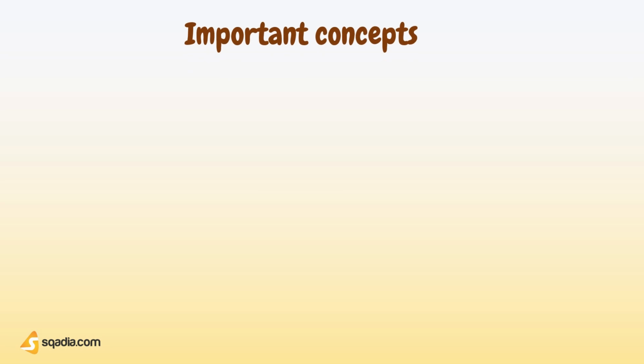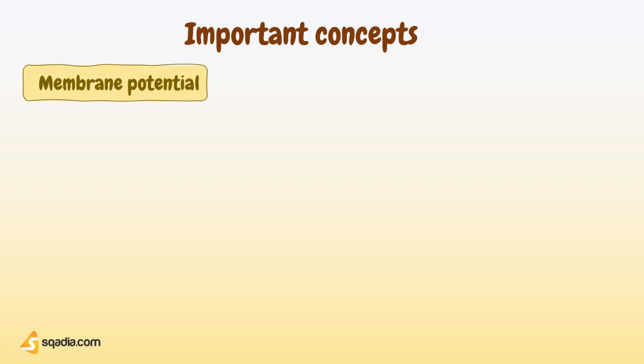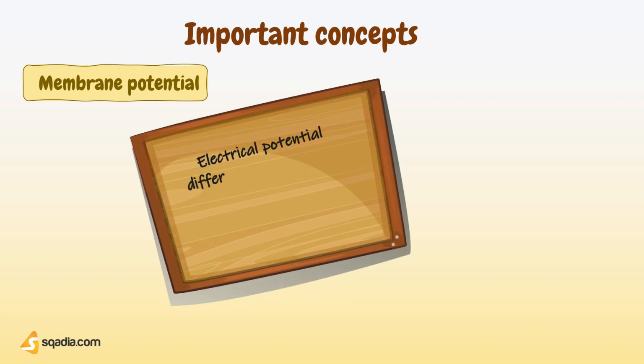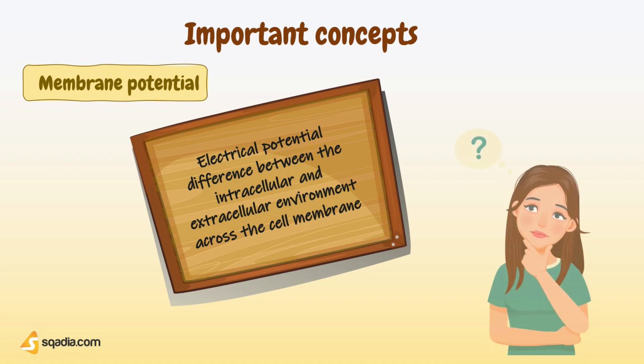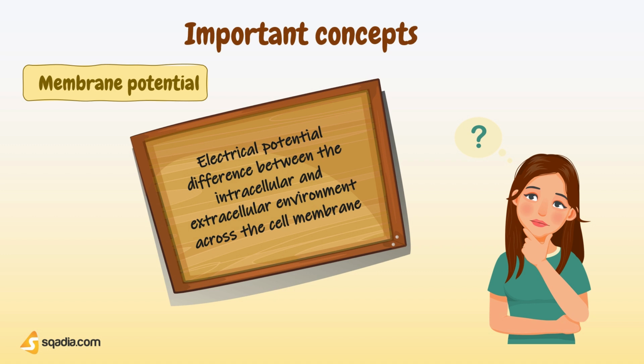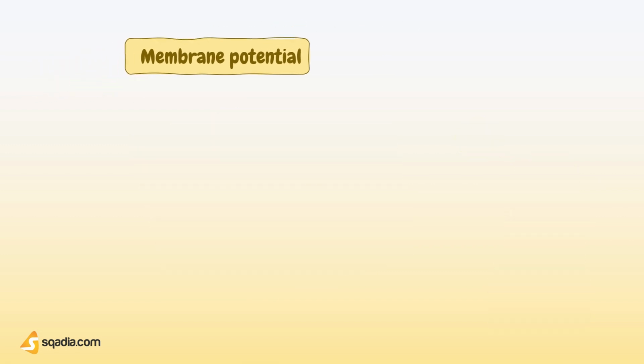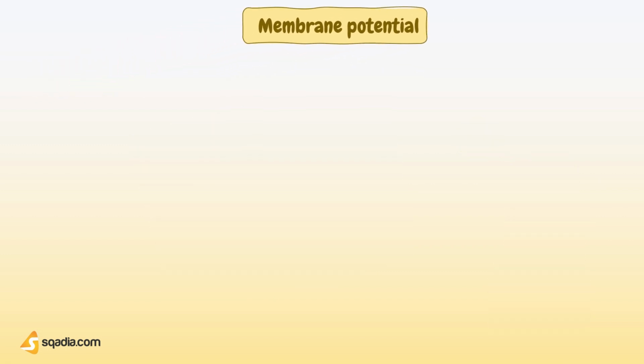To understand the complete details of the cardiac action potential, first, let's take an idea of some important concepts. The first one is membrane potential. It can be defined as an electrical potential difference, or difference in polarity of charges, between the intracellular and extracellular environment across the cell membrane. But how does this electrical potential develop across the membrane? Well, it develops because of the difference in the flow of oppositely charged ions across the cell membrane.